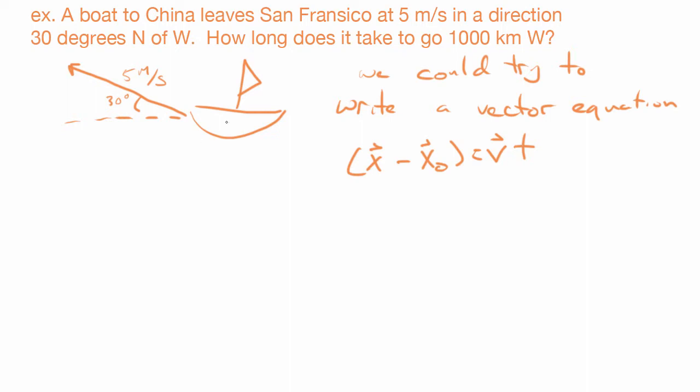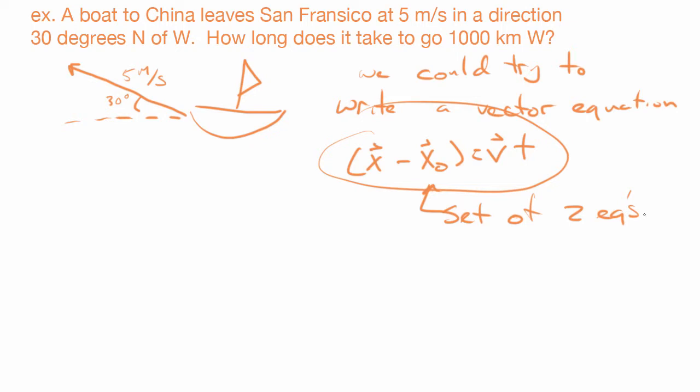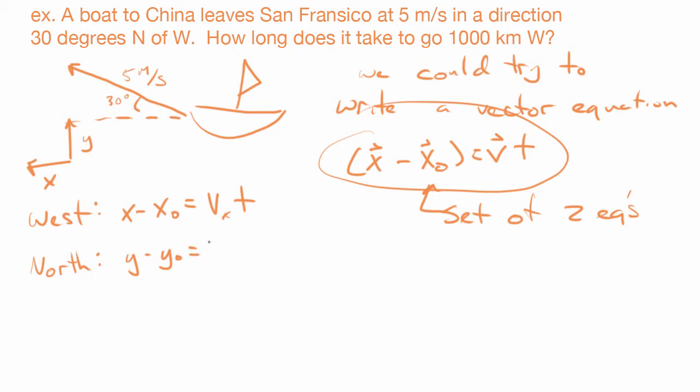So really, this one equation is actually a set of two equations, because we're in two dimensions. Implicitly in that vector equation are two equations. We have an equation for the west direction, which I'll write as x minus x naught is equal to vx times t, where I've defined this to be my x direction. And if I define this to be my y direction, then I can write down a north equation, which looks like y minus y naught is equal to vy times t. Very similar equation, I just swap out x's for y's. Okay, so there are the two equations that I need to solve.